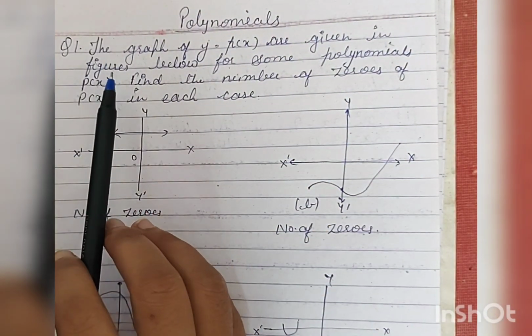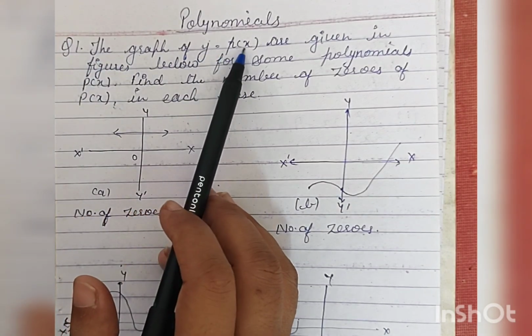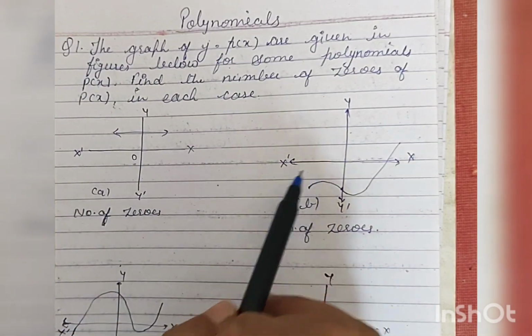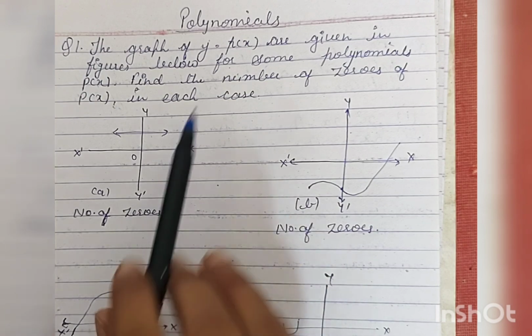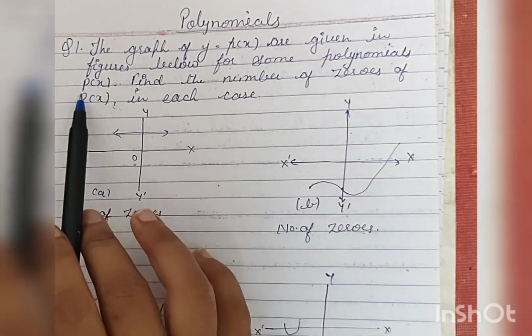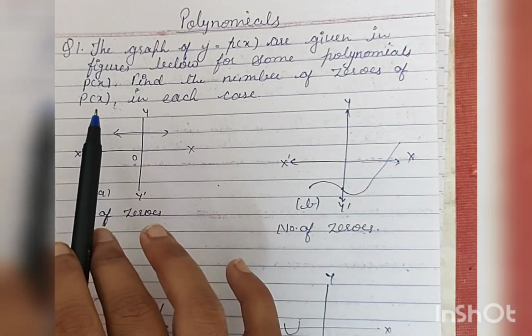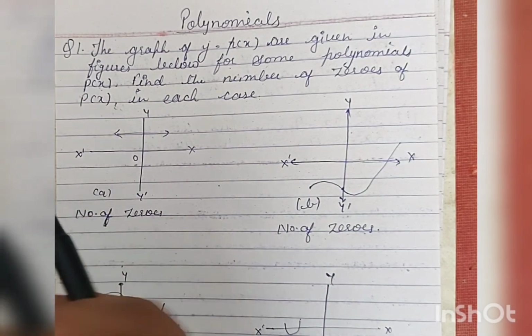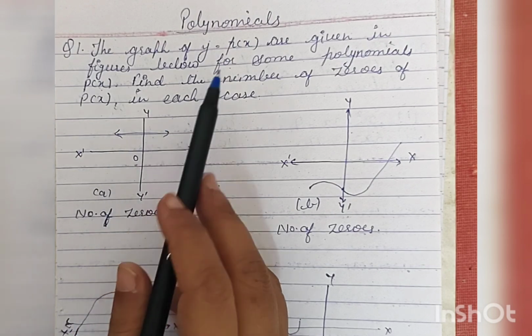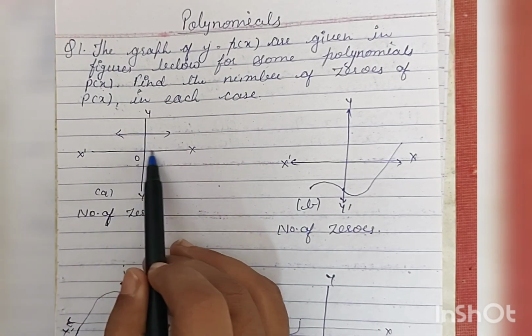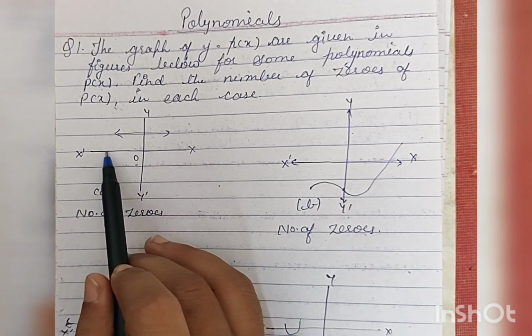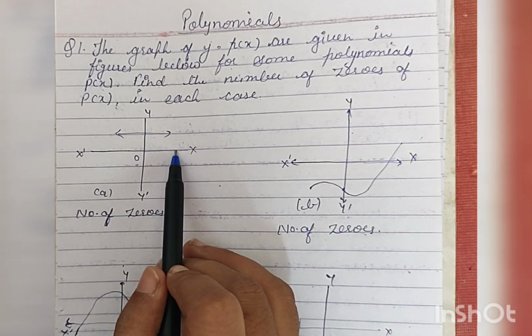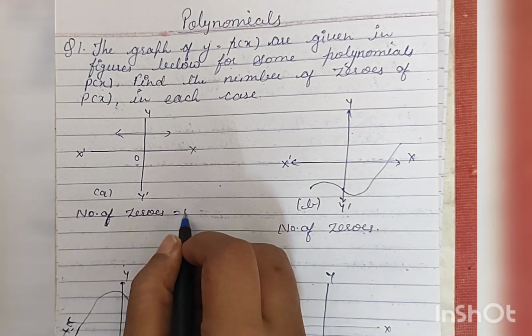Now your first question is, read the question carefully. The graph of y equals p(x) is given in the figures below. Okay, this is the graph of y equals p(x) for some polynomials p(x). Find the number of zeros of p(x) in each case. As I've already told you, when y equals p(x) is intersecting the x-axis, here you can see there is no point intersecting the x-axis. So here we can say the number of zeros is equal to 0.